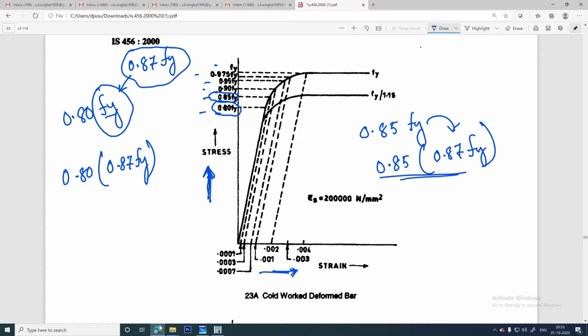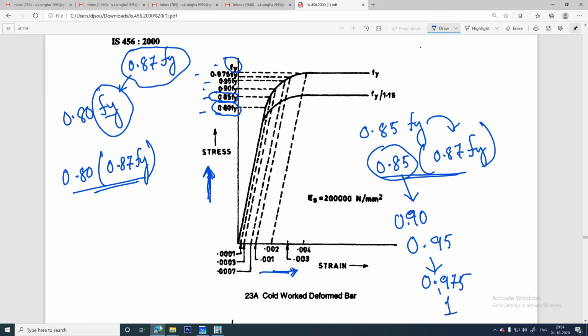So similarly, maintaining this sequence, we need to continue up to Fy. Look here, first 0.80, then 0.85, then it will become 0.9, then 0.95, then 0.975, and finally it will be 1. You can see the last value is Fy. So 1 into Fy, that is Fy.